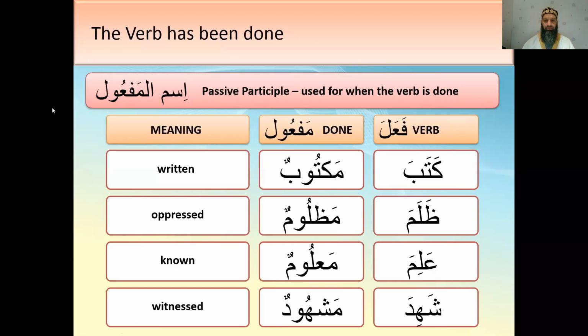Do the templates apply to male or female? Good question. Mazloom, Ma'loom, it's more of a state. It's not just talking about individual people. So they can use these for, like, Maktub, written. It's not really talking about a woman there. Oppressed, Mazloom, just means oppressed. Men could be in there, women could be in there. I don't think it's got a feminine version.